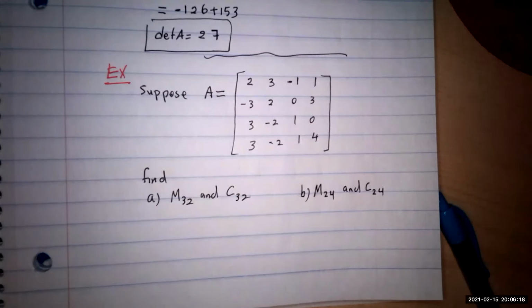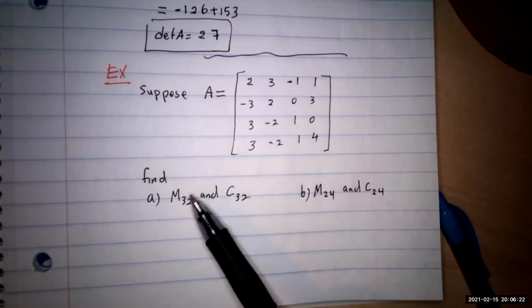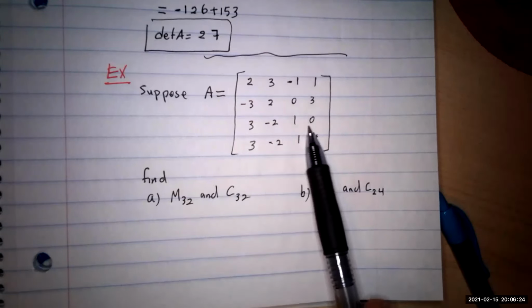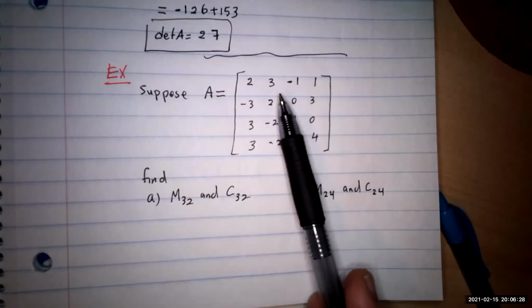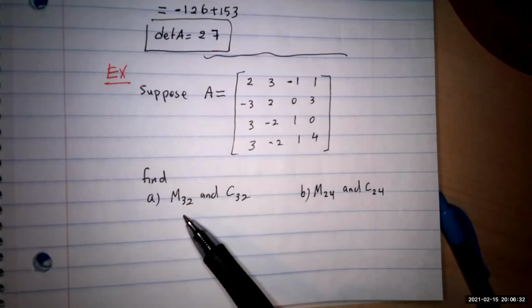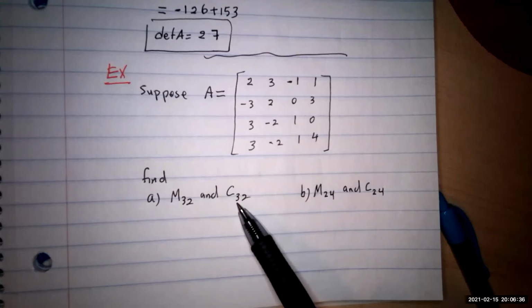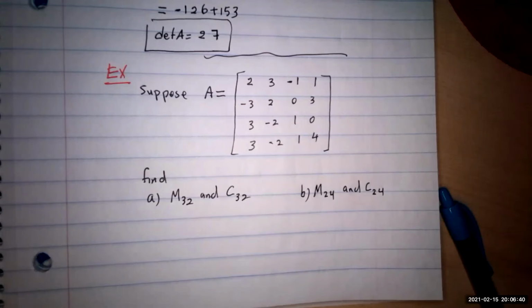Remember, M32 means you are going to eliminate the third row and the second column, and then find the determinant of the resulting matrix. When you find it, this is without any signs. Then you bring the signs to get the cofactors. So this is going to be the same thing. Okay, so this is the way we're going to do it.